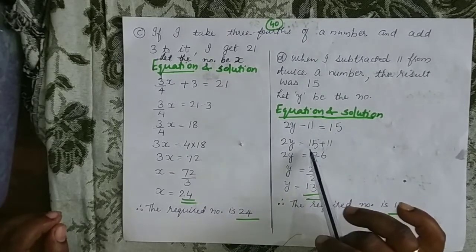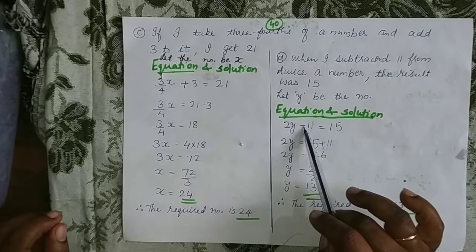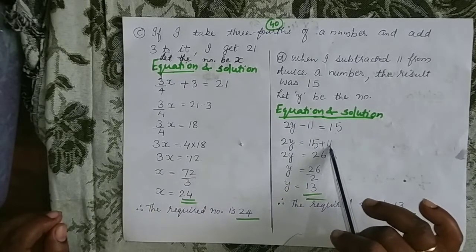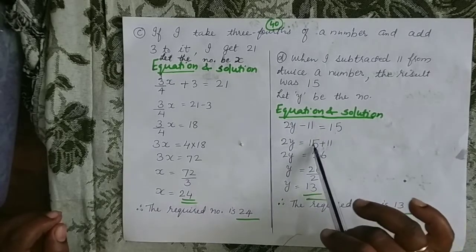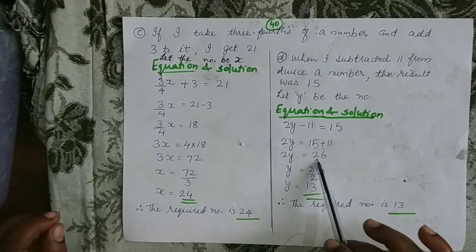Now we are going to solve it. 2y I am keeping in LHS. This minus 11 is taken from LHS to RHS, so on the RHS it will add. So 2y is what? 15 plus 11. Now 2y is what? 15 plus 11 is 26.